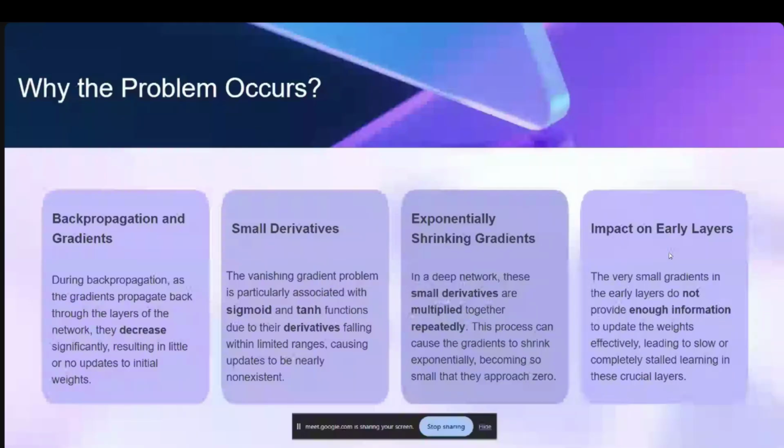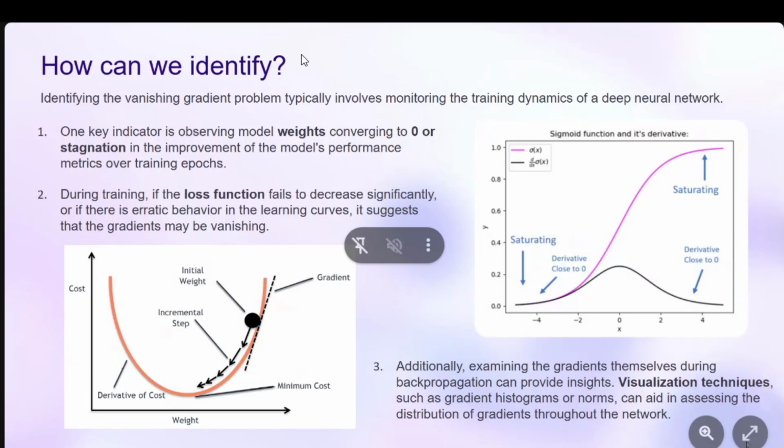Avi, will you show the next slide? Now, how can we identify the vanishing gradient problem? Identifying it early is crucial because it can save a lot of training time and prevent wasted computation. There are a few clear signs that help us detect it. At first, if you observe that the model weights are converging towards zero or the gradients across the layers become extremely small, that's a strong signal that the vanishing gradient may be occurring.